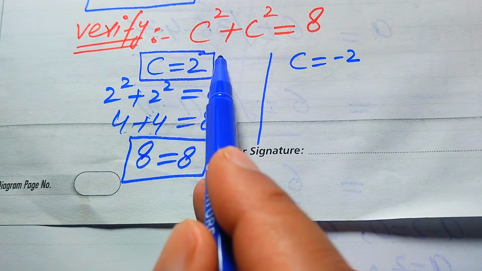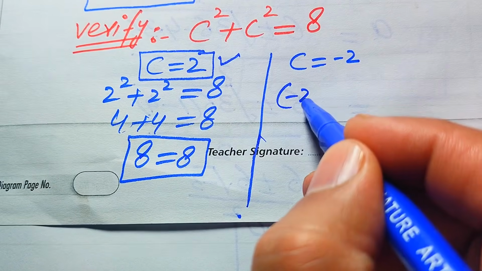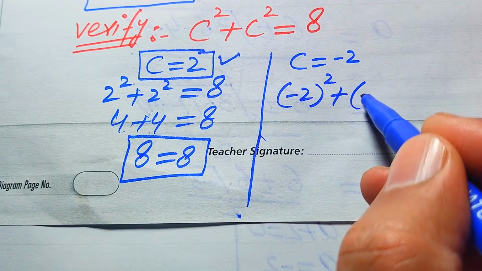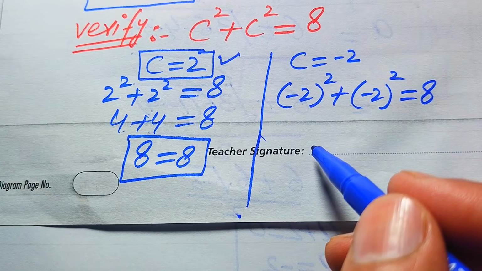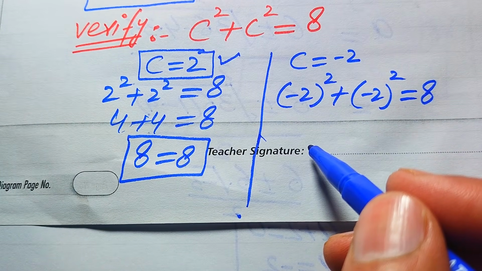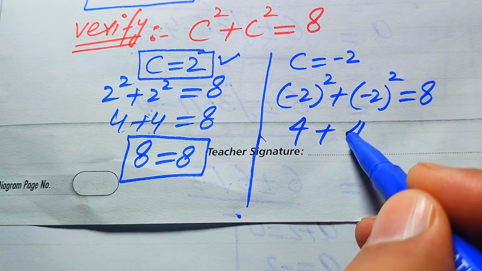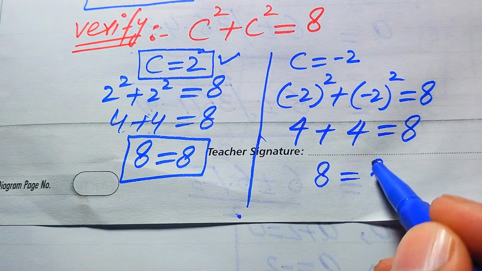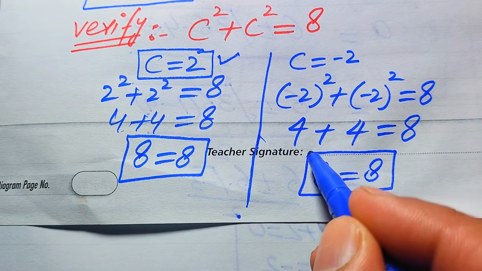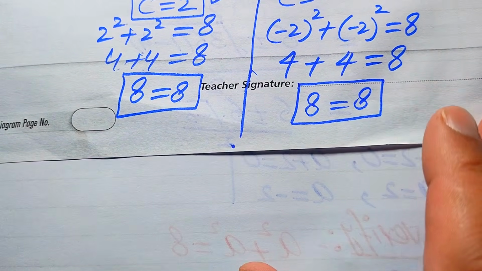In the same pattern we verify the second value of c, and we put minus 2 on both of the sides, and it becomes minus 2 square plus minus 2 square equals to 8. We know that when we apply the square on a negative term it becomes positive, and minus 2 square becomes plus 4 and minus 2 square becomes plus 4 equals to 8, and we get 4 plus 4 becomes 8 equals to 8. So this again shows that both of the sides are equal. It means that both of the values of c satisfy our given question statement.